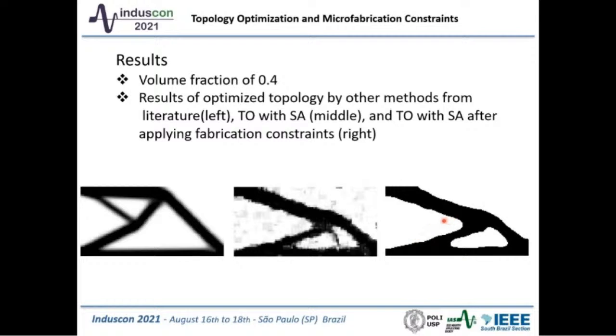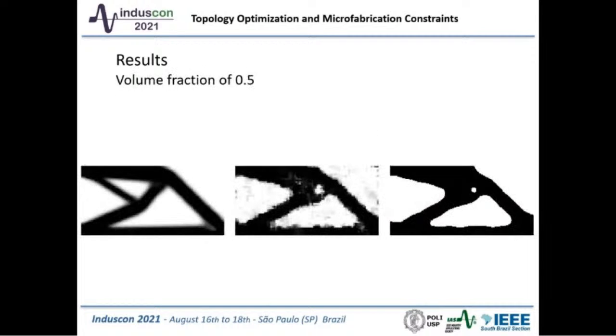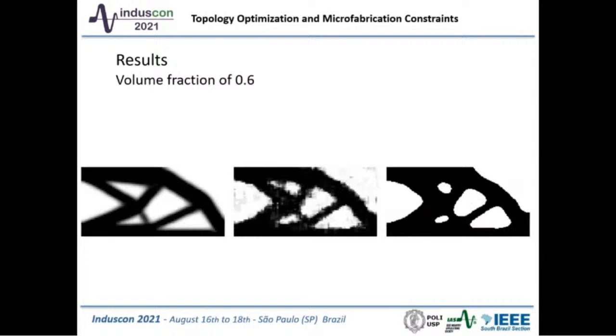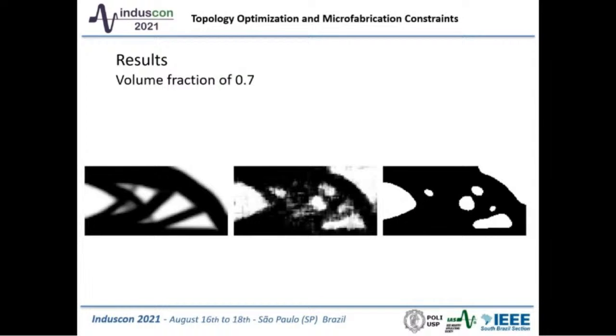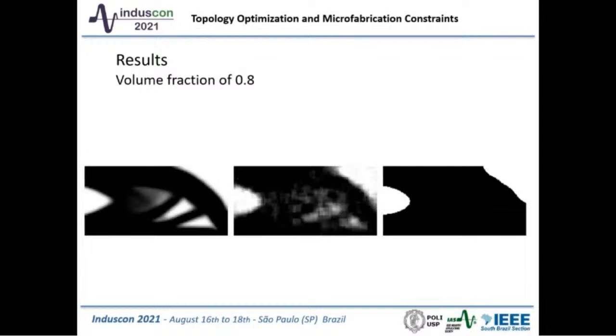For different volume fractions like 0.5, 0.6, 0.7, and 0.8, it's possible to see the same thing in the final results.